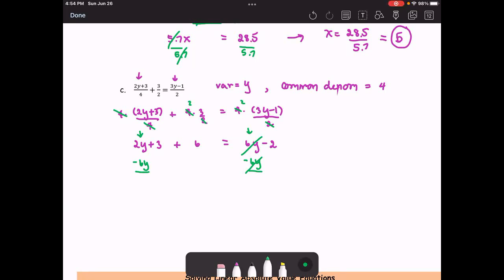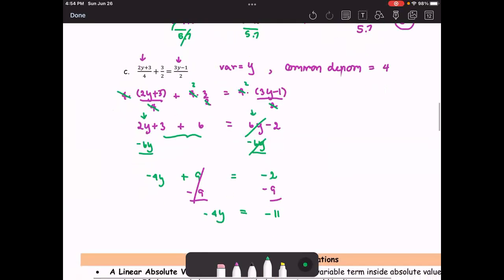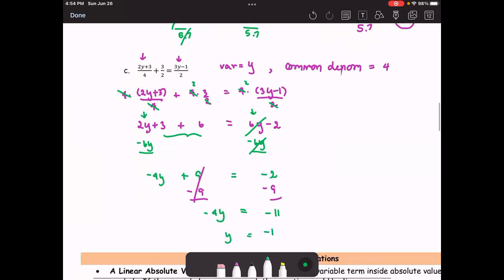And then on the left-hand side, 2 minus 6 as a coefficient of the y becomes negative 4y. 3 and 6 becomes 9, equals negative 2. And the next step, we're going to subtract 9 both sides and it becomes negative 4y equals negative 11. Therefore, we have y equals negative 11 over negative 4, which is 11 over 4.